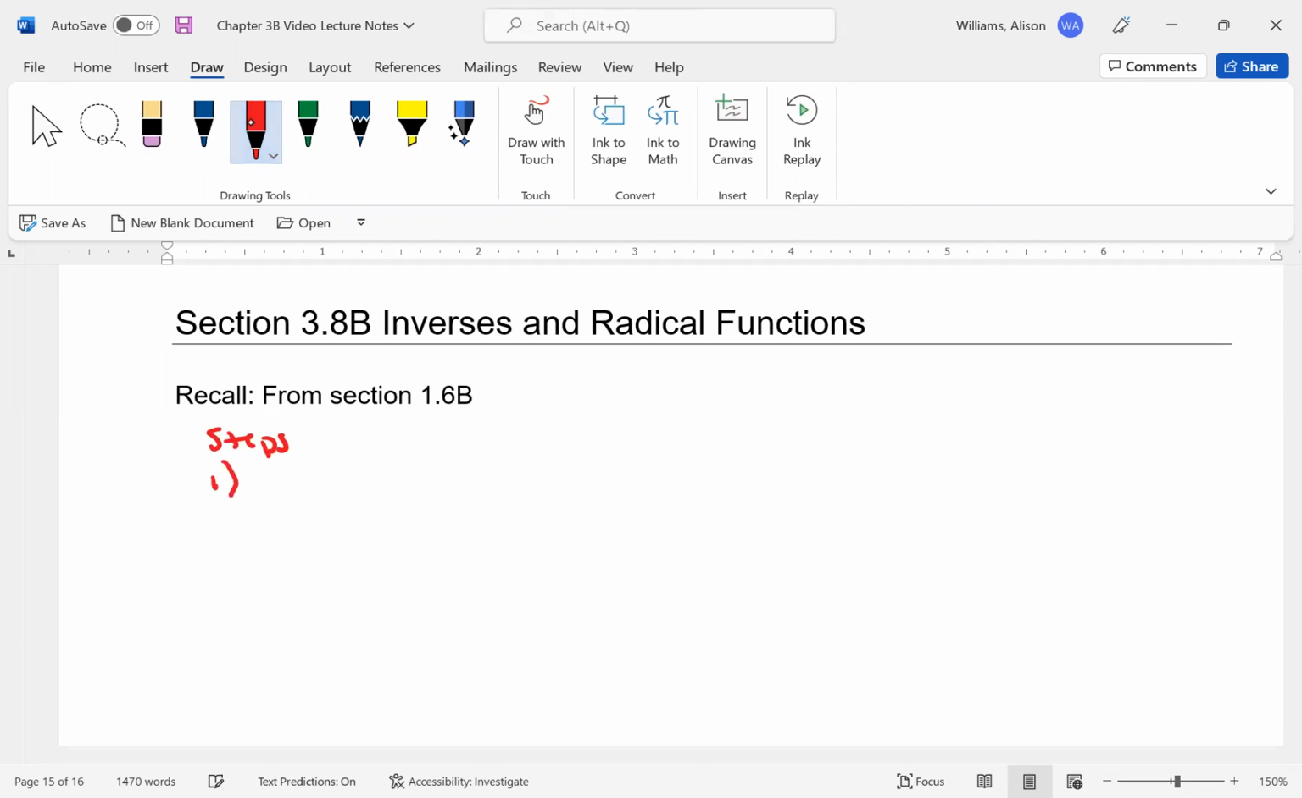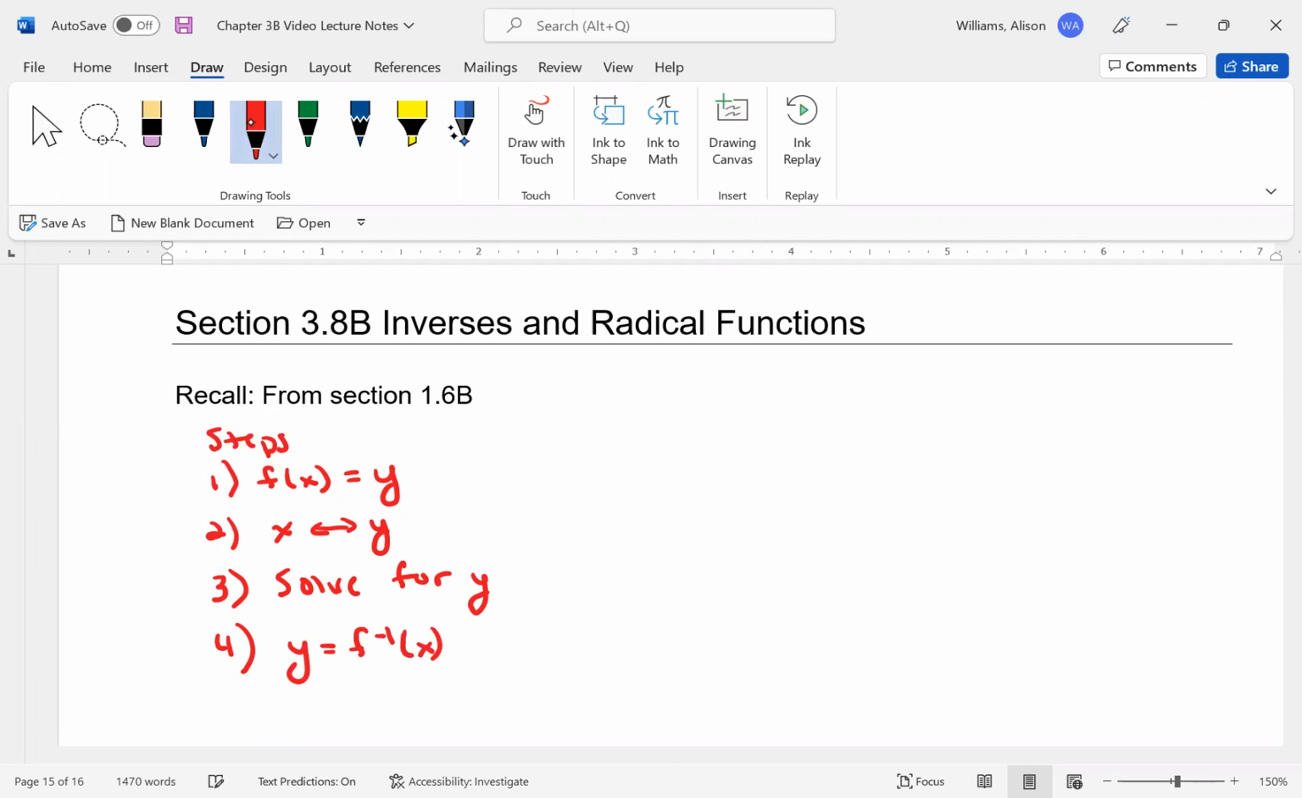First step, you would rewrite f of x as y, whatever the function is. We'll go ahead and refer to that as y. Then we would switch x and y. We would then solve for y. And then lastly, we would call it f inverse instead, using whatever graphical notation we'd have to worry about.